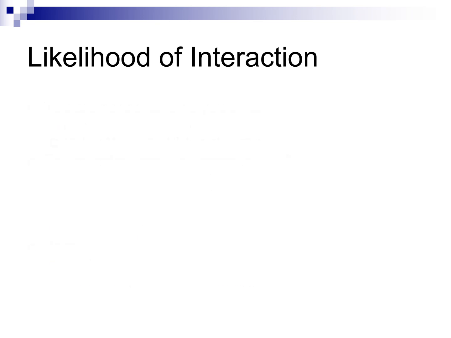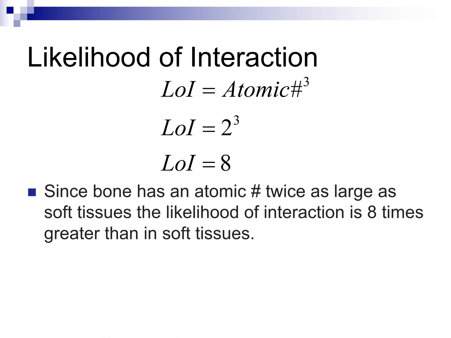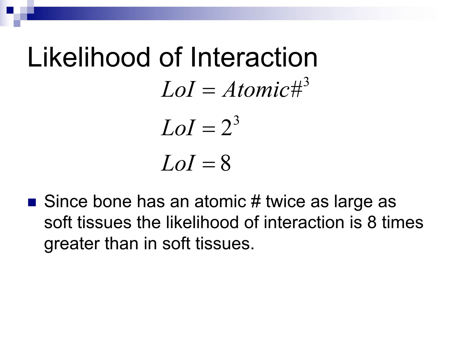The likelihood of interaction is not a simple 1-to-1 ratio with the atomic number, but is equivalent to the atomic number taken to the third power. So, if bone has an atomic number twice that of soft tissue, it has 8 times more likelihood of absorbing radiation compared to soft tissue. Simply put, bone absorbs a great amount more radiation than soft tissue.